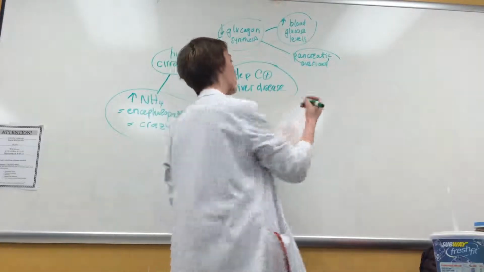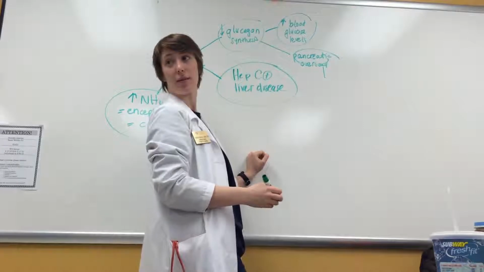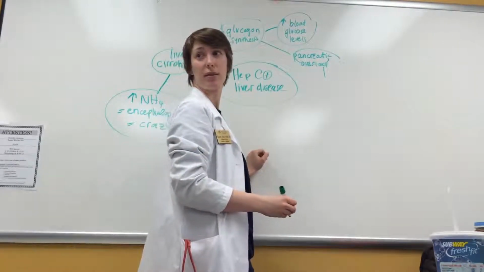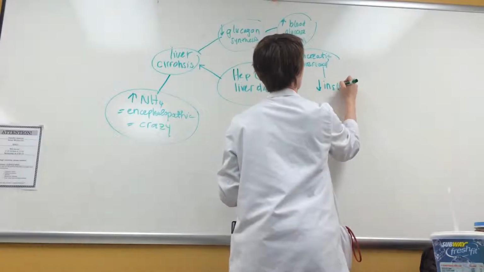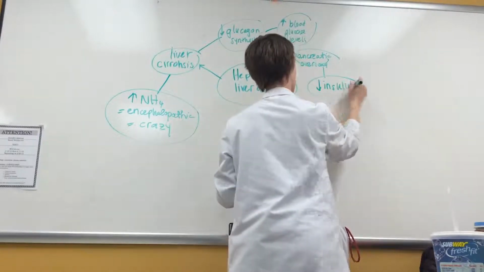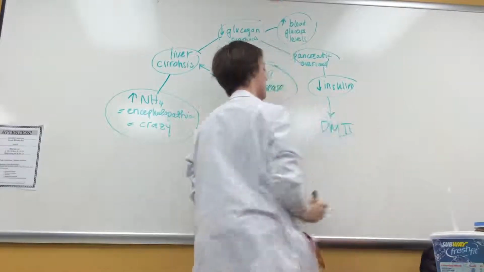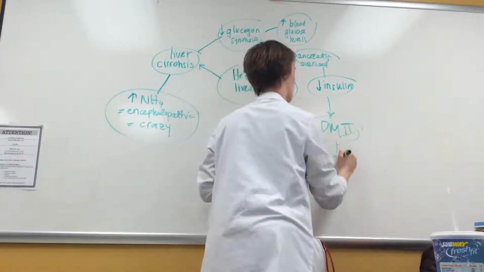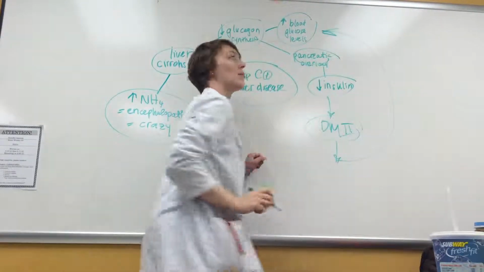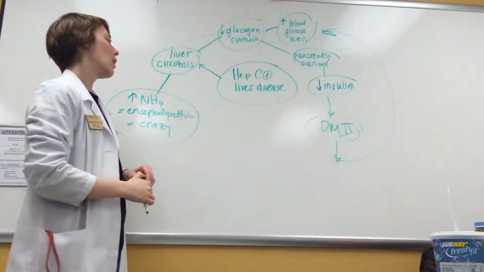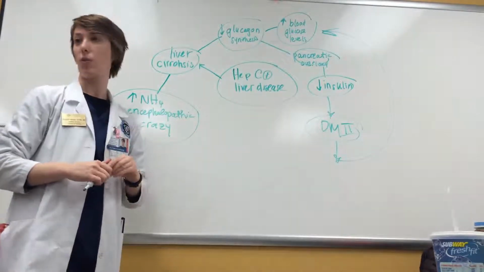So what happens when your pancreas gets super cranky? What does it stop doing? It stops producing insulin, which means you have diabetes. So that's why my Hep C patient had diabetes. Okay, so we've got glucagon synthesis, we've got getting rid of ammonia toxins.